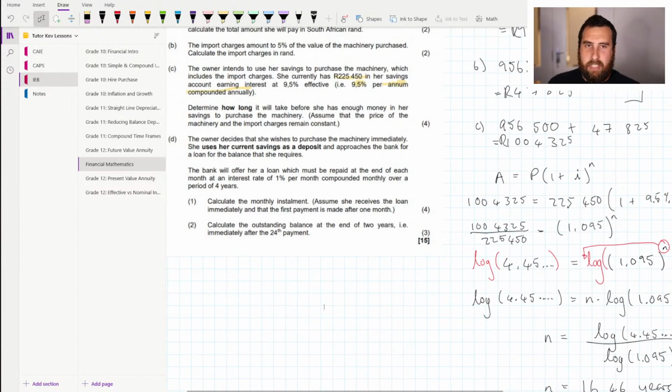Right, then part D. The owner decides that she wishes to purchase the machinery immediately. She uses her current savings as a deposit and approaches a bank for a loan for the balance that she requires. So loan amounts, pretty standard for a business to do this. Because we're looking at a loan, this is going to be a present value sort of thing. Loans work on that idea of you take away money, okay? And then every time you do your monthly repayments as a good member of that bank, you pay your money, but interest is added on the outstanding balance.